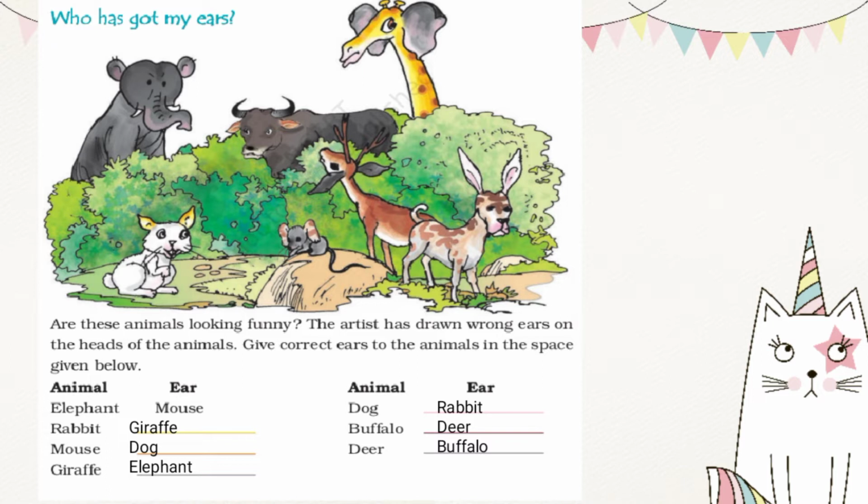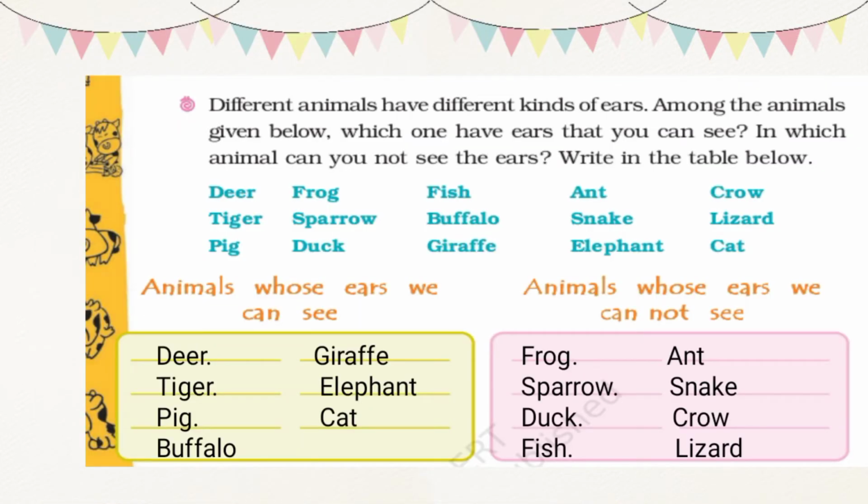is taken. Elephant is having mouse ears. Rabbit is having giraffe's ears. Mouse is having dog's ears. Giraffe is having elephant ears. Dog is having rabbit's ears. Buffalo is having deer's ears. Deer is having buffalo's ears. So they have changed among themselves. So if you change them, correct them and write it in the column.